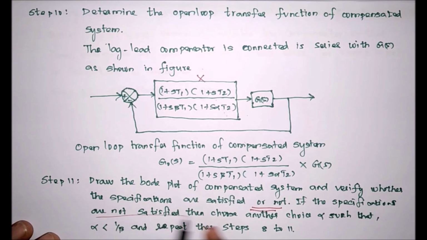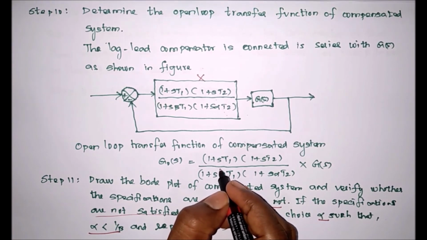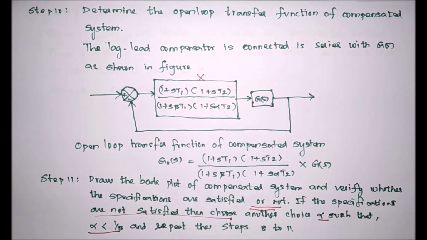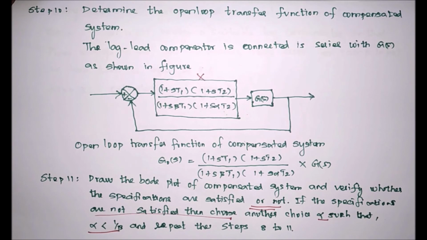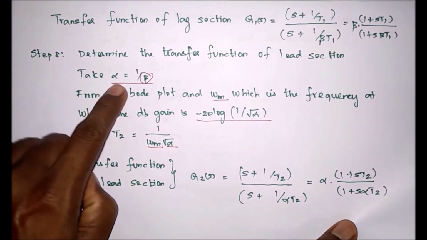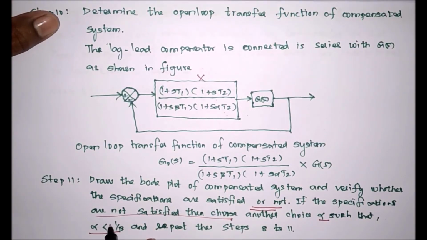If the specifications are not satisfied, then we have to select another choice of alpha such that alpha is less than 1 by beta. For this overall compensated system transfer function, we have to draw the Bode plot. From the Bode plot, we find the value of phase margin. If the phase margin of the compensated Bode plot is not equal to the given phase margin, we have to select alpha again. In step 8, we selected alpha equal to 1 by beta. Now we have to select alpha less than 1 by beta.